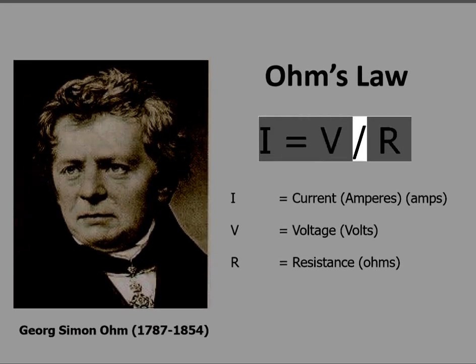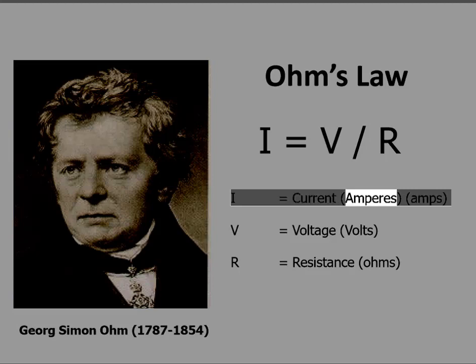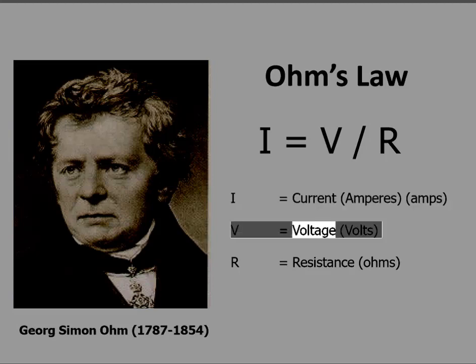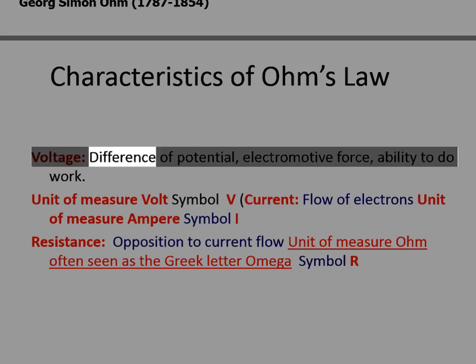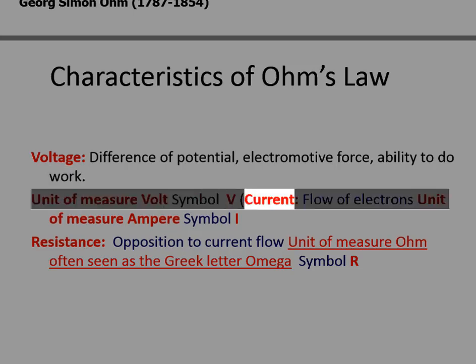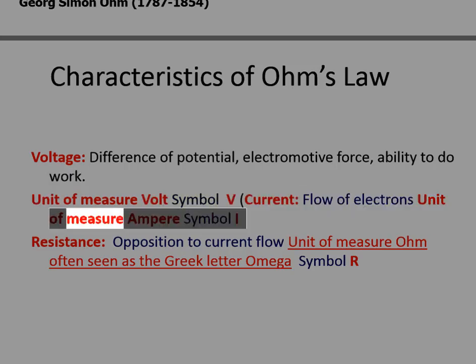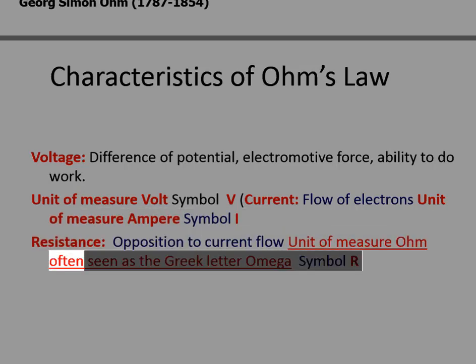Ohm's law: I equals V/R. George Simon Ohm, 1787 to 1854. I equals current, in amperes or amps; V equals voltage, in volts; R equals resistance, in ohms. Characteristics of Ohm's law: voltage is the difference of potential, electromotive force, the ability to do work. Unit of measure: volt, symbol V. Current is the flow of electrons. Unit of measure: ampere, symbol I. Resistance is opposition to current flow. Unit of measure: ohm, often seen as the Greek letter omega, symbol R.